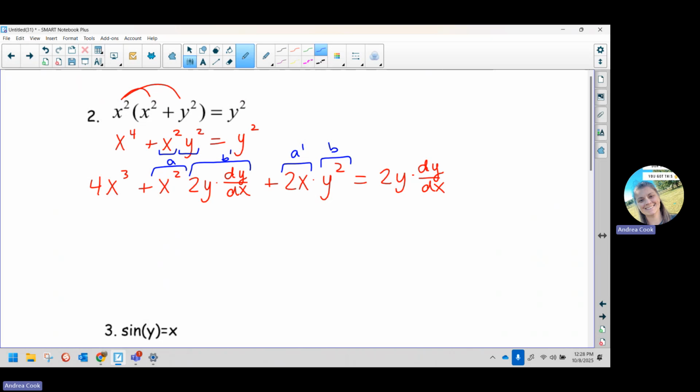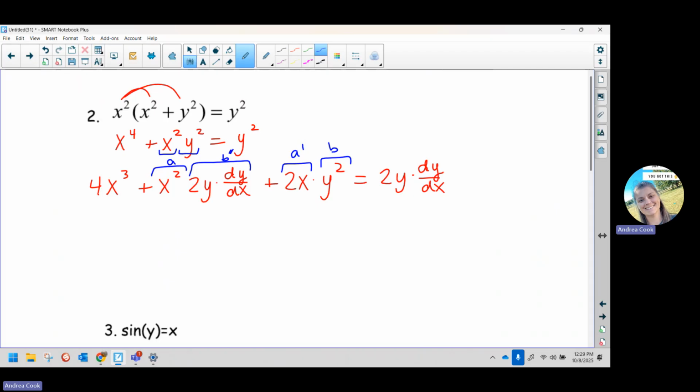Change the dy over dx to y squared. Okay, because this one is not finding the derivative. So this is just bringing that down. The only time you chain on is when you're taking the derivative of that function. Good question. Okay, so now it's a little bit harder, but we need to solve for dy over dx.